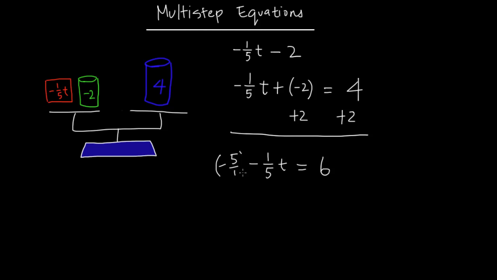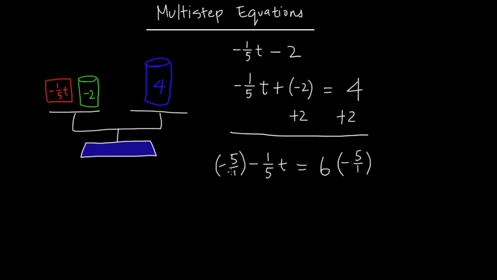And again, just like we talked about in the last video, the reason why we multiply by the reciprocal is because we're trying to get it so that t, the variable, is on one side by itself. Right now it's negative 1 over 5t. We want it to be 1t. And we know that if we multiply this by the multiplicative inverse, like we talked about in class, we would end up with 1t.